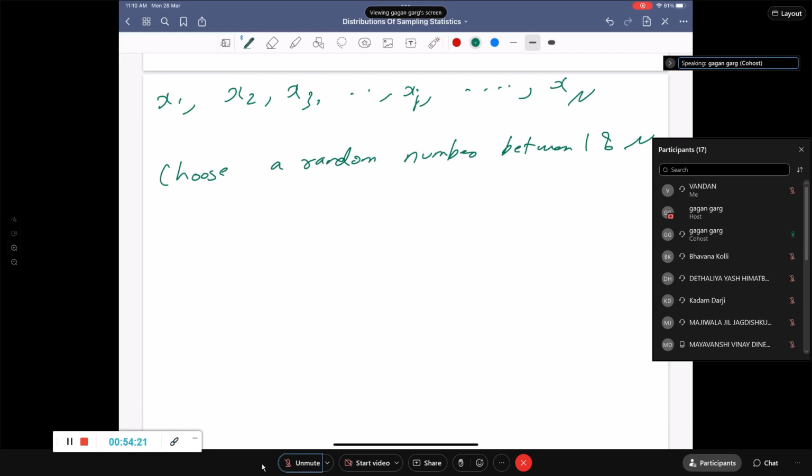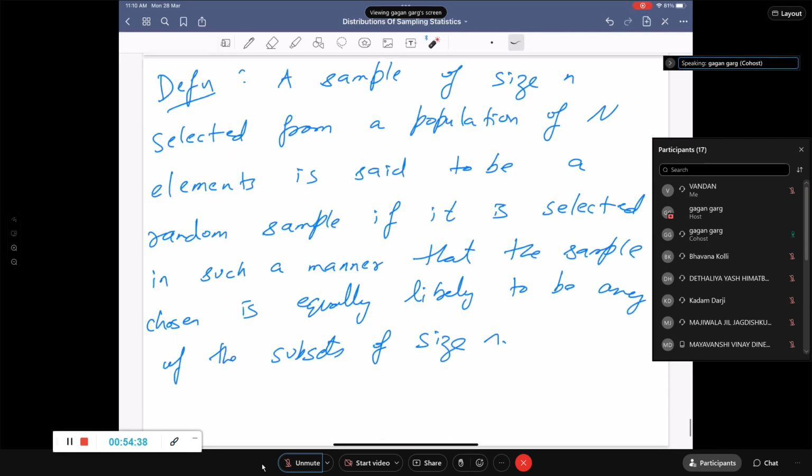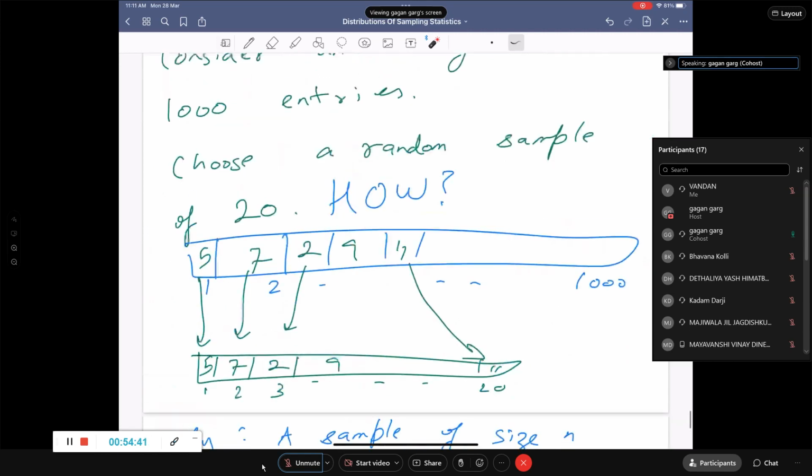So you basically have to make 20 choices. You have to make small n number of choices. So the idea is you choose a number, then you choose another number, then you choose another number. But the catch is, if you've chosen a number, you don't want to choose it again. That is the main catch. So when you are selecting 20 numbers at random, you don't want to select the same number twice. Then it will not be a random sample.